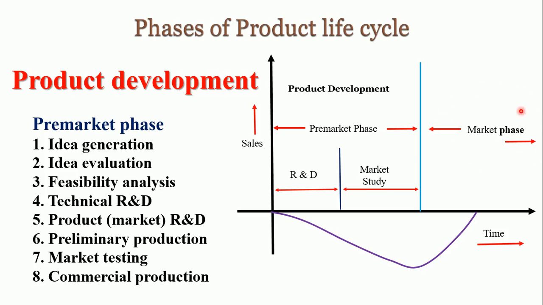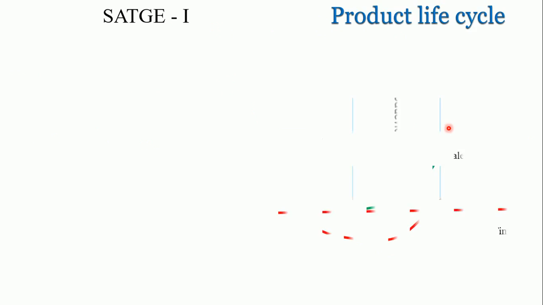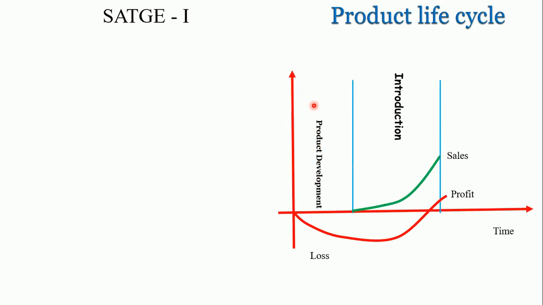Here is the market phase. All the other phases are included in the market phase. Now go to stage 1, called the introduction. Product development is the primary phase. Then we actually start sales in the introduction phase, but the sales rate is very slow. It slowly increases in the market. Generally this is called the market phase. Your product is not yet known to the customers, so you use different marketing strategies to sell the product.